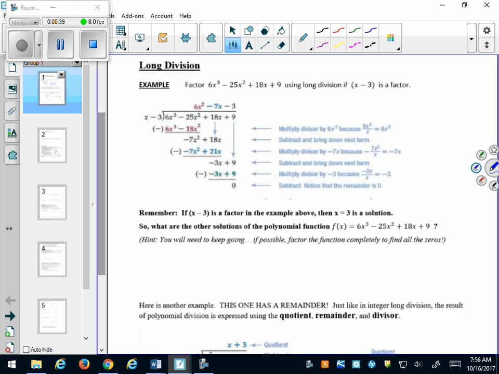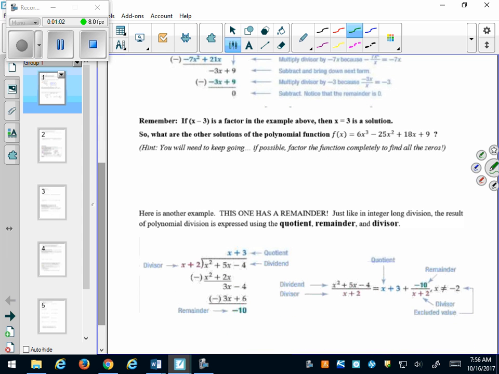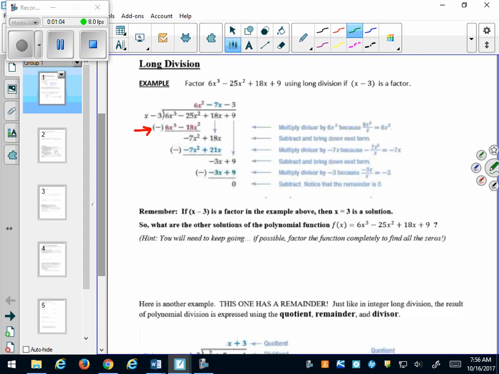Remember that you're subtracting, so the only thing I would caution here is make sure you change your signs at that point right there. So this is actually negative 25 plus 18, right? You just got to be careful of that. Every time you do this subtraction, you got to really be careful of those signs. Okay? All right.